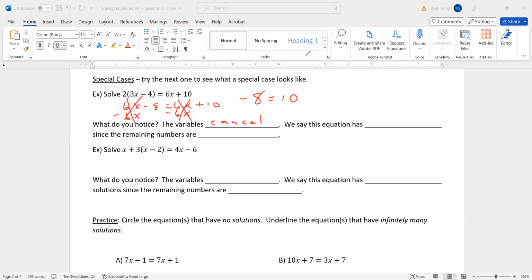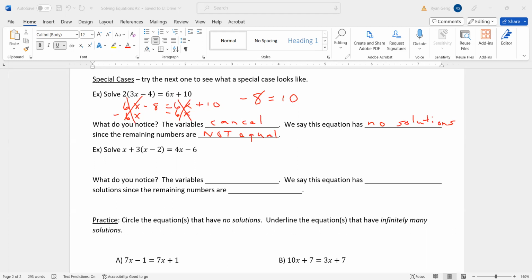Because they cancel, you have 2 options here. The first one, the one we just did, we say this equation has no solutions, because the remaining numbers are not equal. Basically, what this is saying is, if I put any number in for x, the 2 remain, it will not be equal, ever. Okay, let's look at the next one.